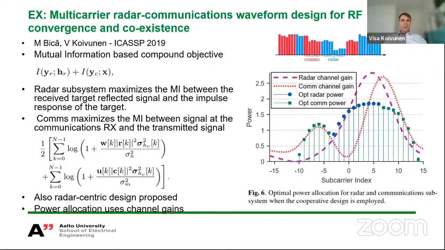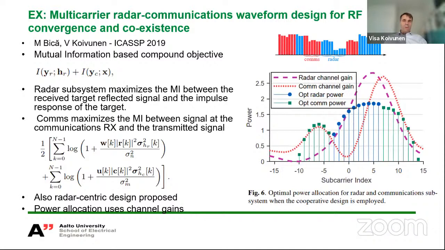And then one additional design example is how to use a mutual information based criterion to come up with a compound objective for radar and communication tasks. So we have a mutual information expression for the radar, and that mutual information is between the received target signals reflected off the targets and the impulse response of the target. Whereas the communication system wishes to maximize the mutual information between the signal at the communication receiver and the transmitted signal. And then you have this joint criterion that you wish to optimize, and if you wish to weight these in a particular manner, that can also be done.